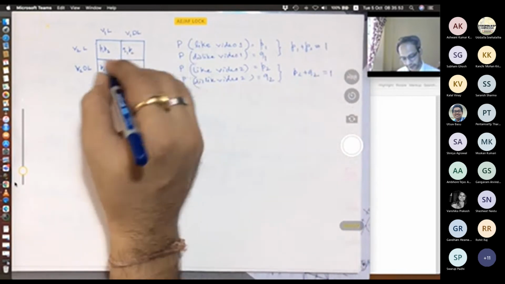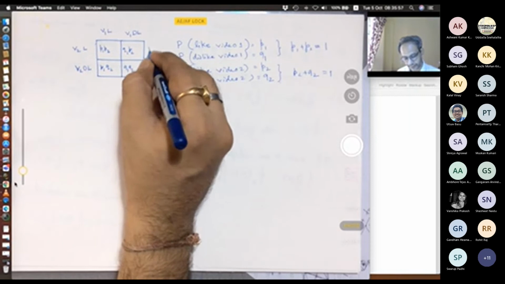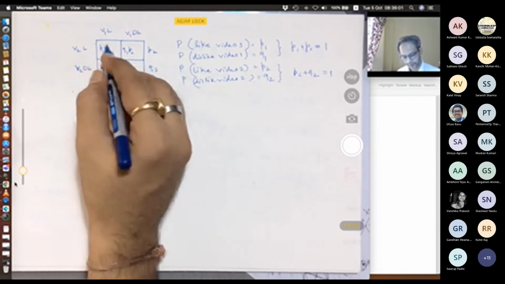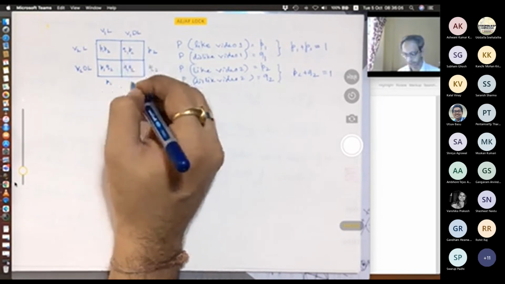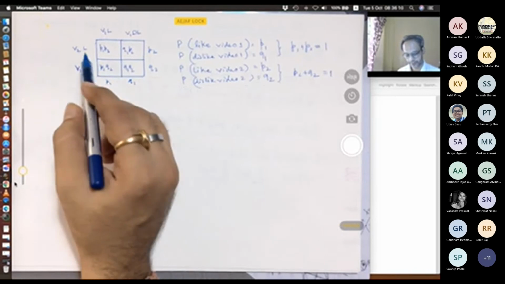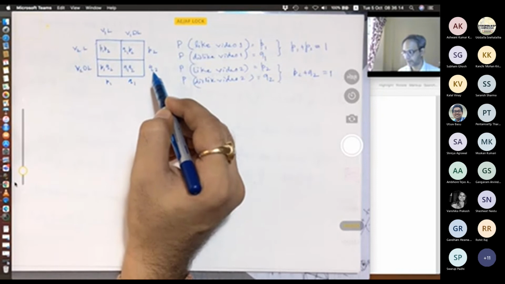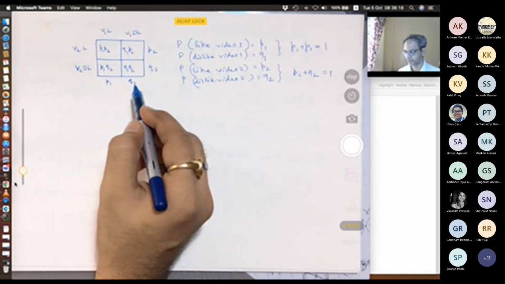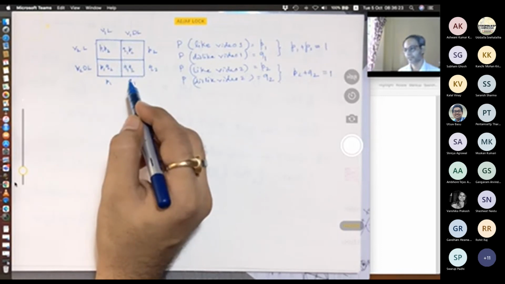So now you can see that if you do this row sum, you will get P2. If you do this row sum, you will get Q2. If you do this column sum, you will get P1. If you do this column sum, you will get Q1. Now you can see that the probability distribution of video 2 is in this margin. Probability distribution of video 1 is in this margin. So that's why the term marginal distribution has come.